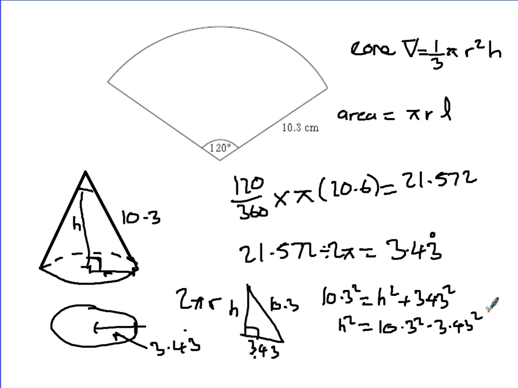So that will then give us 94.302, so h squared is 94.302, and then we square root that to get what h is. Which will then give us 9.71 to three significant figures, 9.71 centimetres.